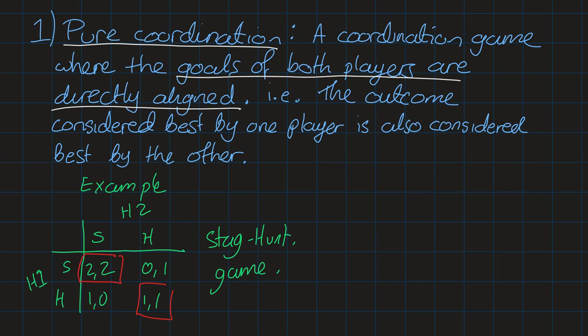These are 2 Nash equilibrium, and it's a pure coordination game because the best outcome for player 1 is this here. 2 is the highest number, and the best outcome for player 2 is also here. And the important fact is they happen at the same time. So it's in both parties' interest to coordinate, and there's no conflict going on. They both want the same thing. They both want stag. I can do another example.